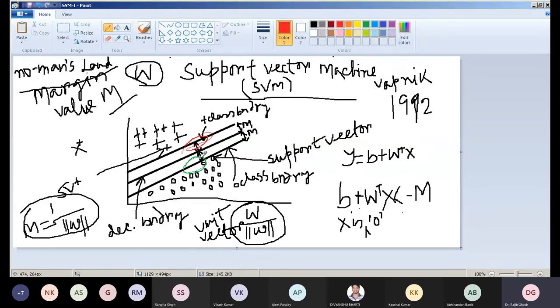We can use this fact to write down the margin size capital M in terms of capital W. Capital W is a weight vector, circled here on the screen.